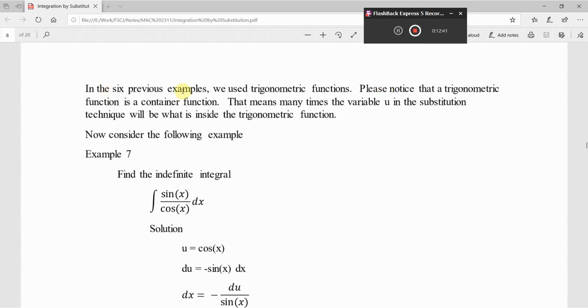Alright, in the 6 previous examples, we used trigonometric functions. Please notice that a trigonometric function is a container function. That means many times the variable u in the substitution technique will be what's inside the trigonometric function. Well, let's consider this following example. Example number 7.